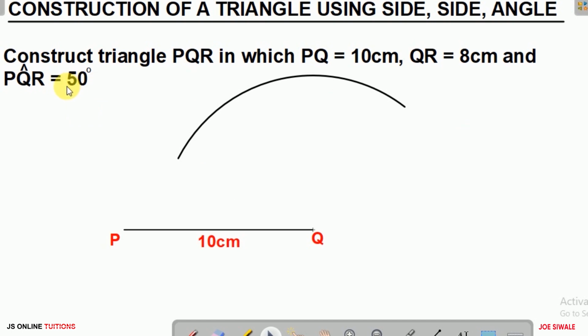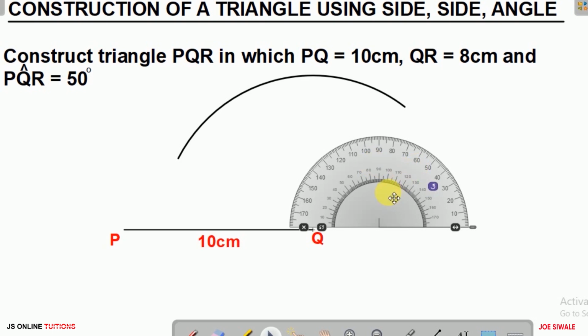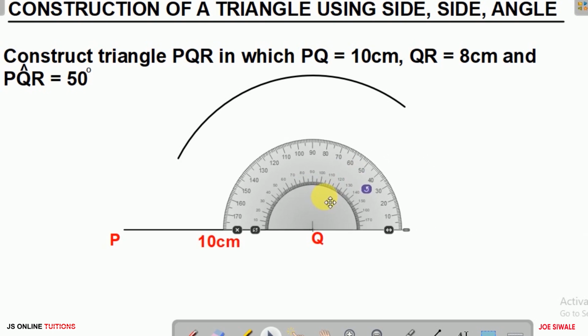Then we've been told angle PQR is 50 degrees. So our angle PQR, we know R is above there, is 50 degrees. So the angle is at point Q. So for that, we're going to get our protractor, and we're going to measure 50 degrees at point Q. So start from inside there. So 10, 20, 30, 40, 50. So we have our 50 there.